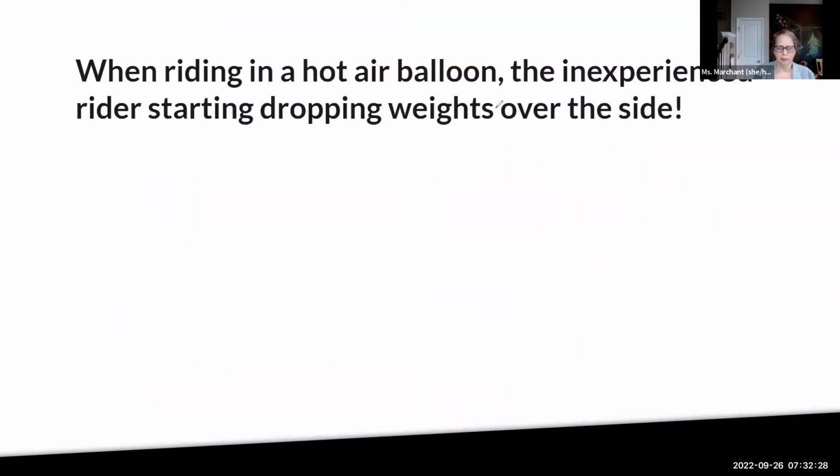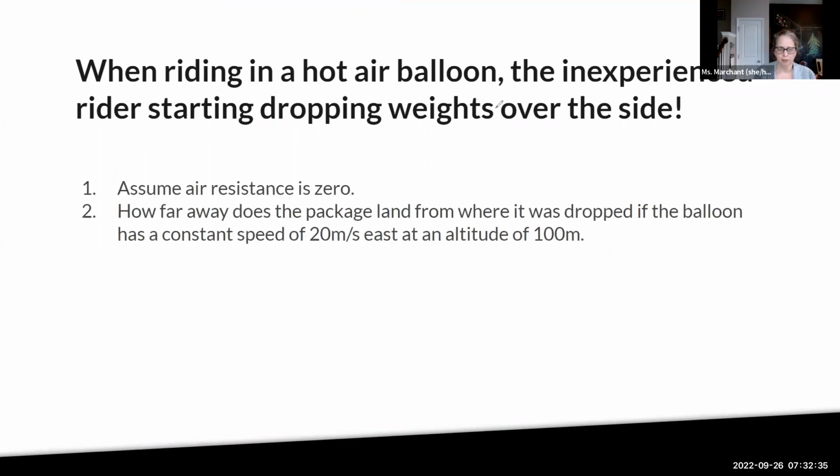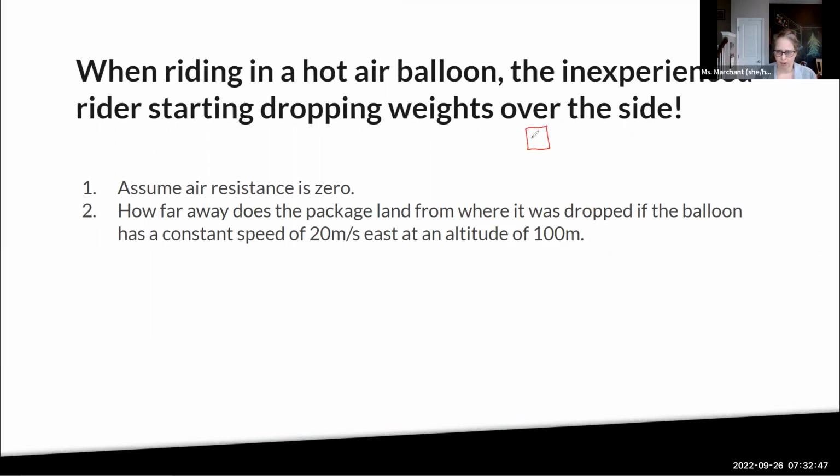Okay, when riding in a hot air balloon, the inexperienced rider starts dropping weights over the side. Assume air resistance is 0. How far away does the package land from where it was dropped if the balloon had a constant speed of 20 meters per second east and an altitude of 100? Draw a picture. Draw a picture. I cannot say it enough times.